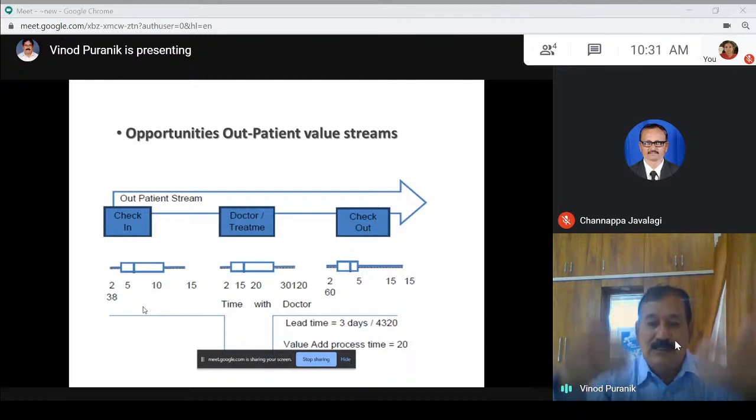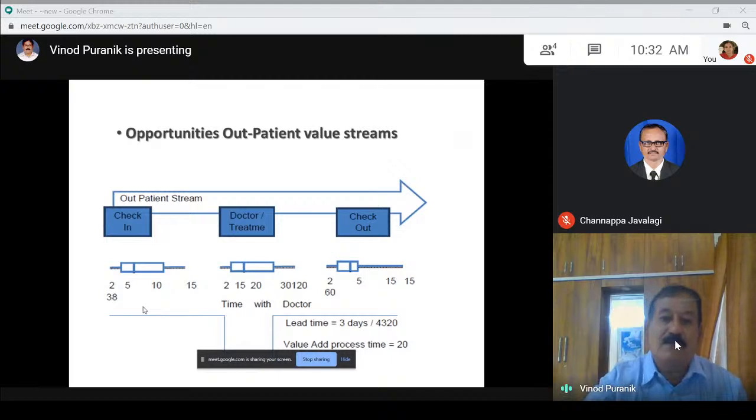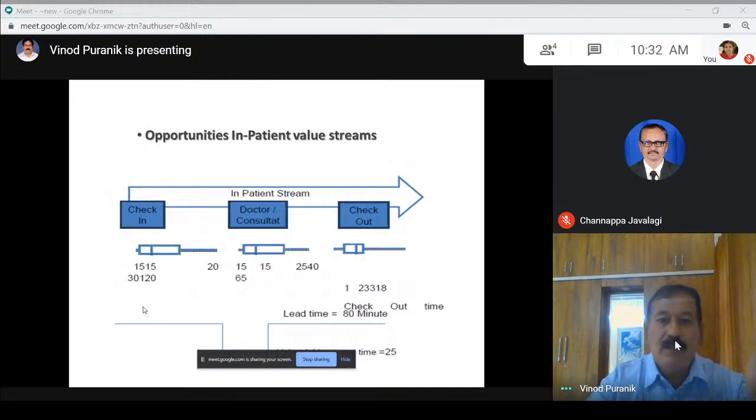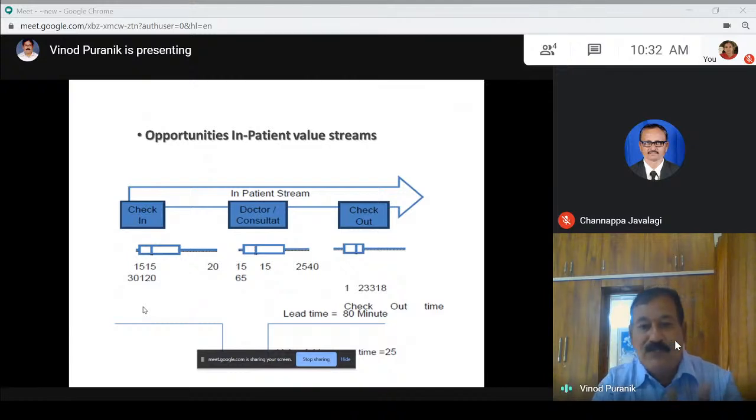He used the value stream, as I told you, which is one of the tools for defining the things. I just want to show you. Then, what are the opportunities in patient value streams? Just look at it. So what is the check-in? This is check-in, doctor consultation. How much time is required? What is the lead time? So it gives us what is actually there.